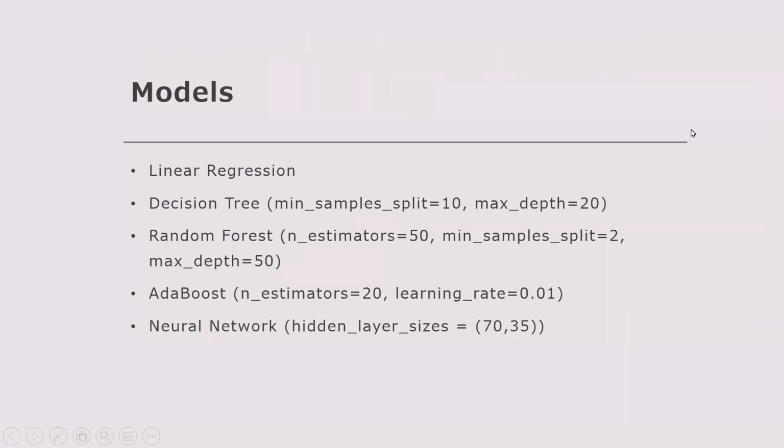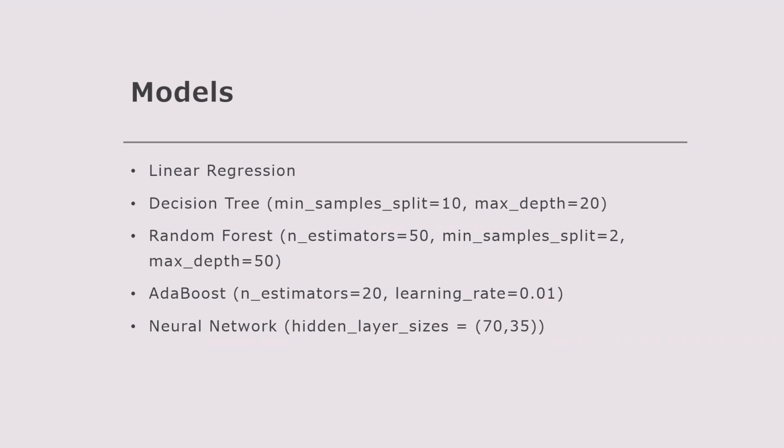So for models, I trained and tested 5 models: linear regression, decision tree, random forest, AdaBoost, and neural network. And then for each of these models, if it was applicable, I used grid search CV to do hyperparameter tuning. So for decision tree, I did hyperparameter tuning for min sample split and max depth. For random forest, I did it for n estimators, min sample split, and max depth. For AdaBoost, I did it for n estimators and learning rate.